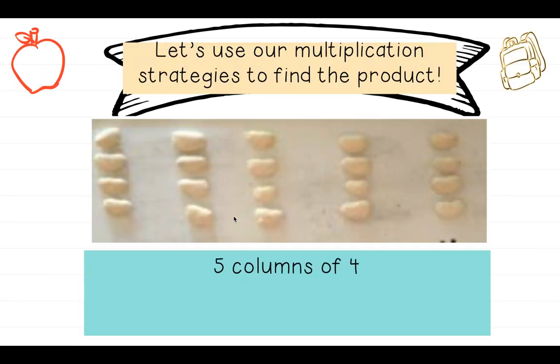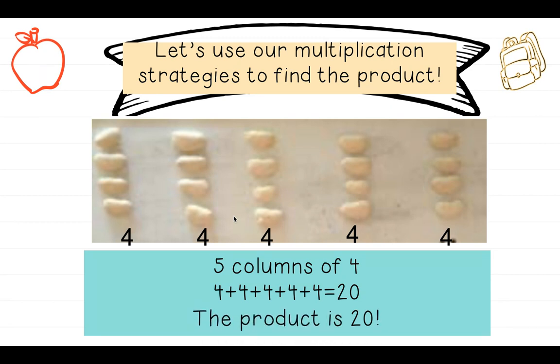So let's use the multiplication strategies to find the product. So we decomposed it, but you still need to keep the array together. So you can decompose it just to help you figure out the groups. But when it's an array, it needs to be in rows and columns. Okay, my friends? It can't be separate pictures like that. So 5 columns of 4. And we could use 4 plus 4 plus 4 plus 4 plus 4, which equals 20. So the product is 20.